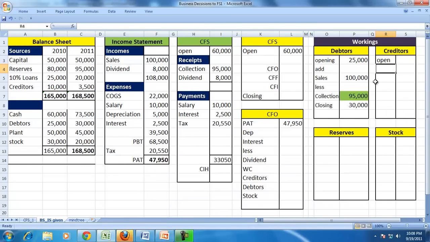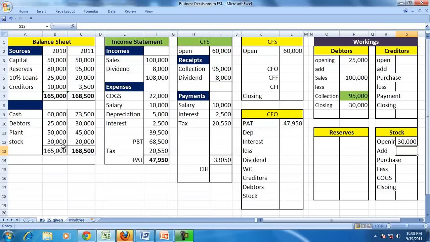Opening creditor, add purchases, less payments, because there is no discount or creditor or any loss, will give us the closing creditor. In the same way, opening stock, add purchases, less COGS, will give us the closing stock. So let's first find out the stock.